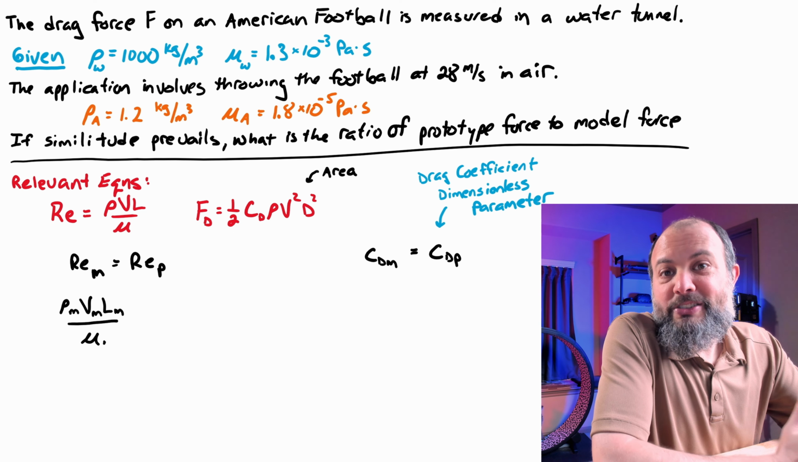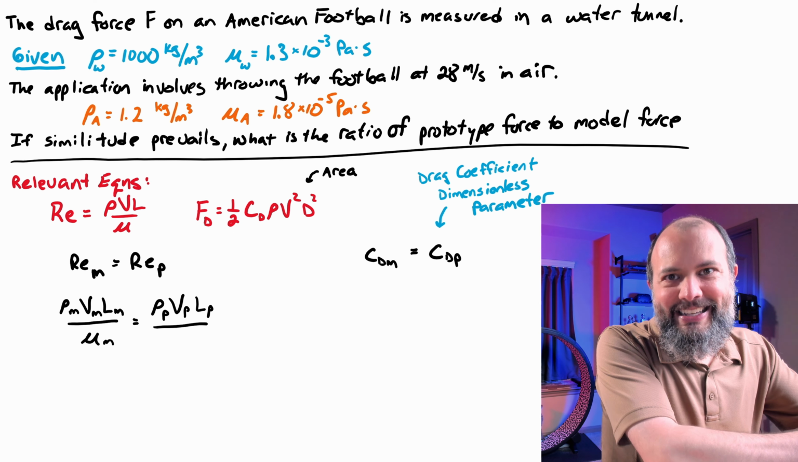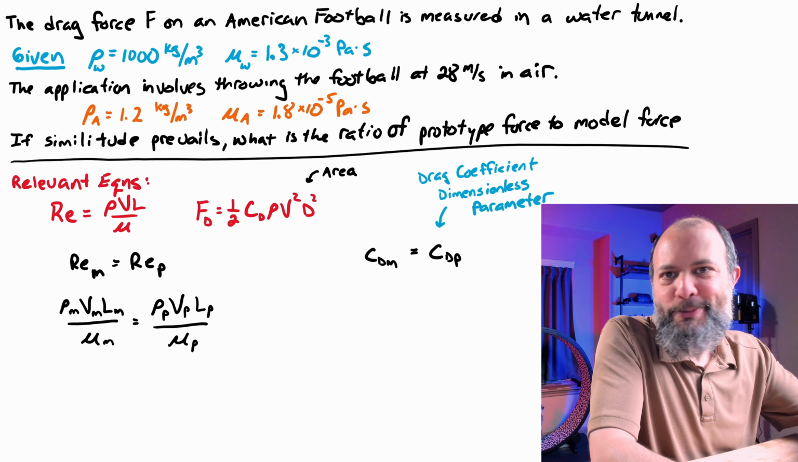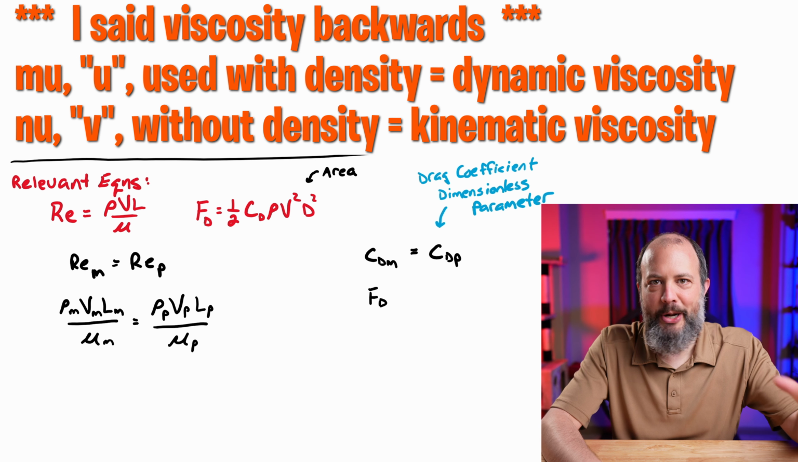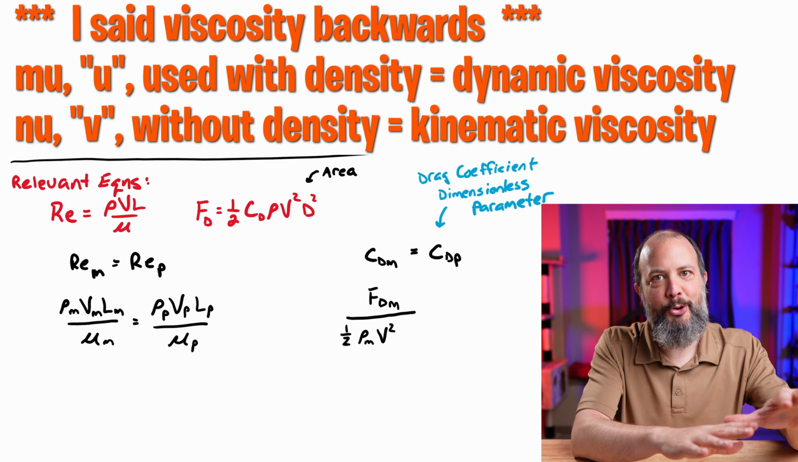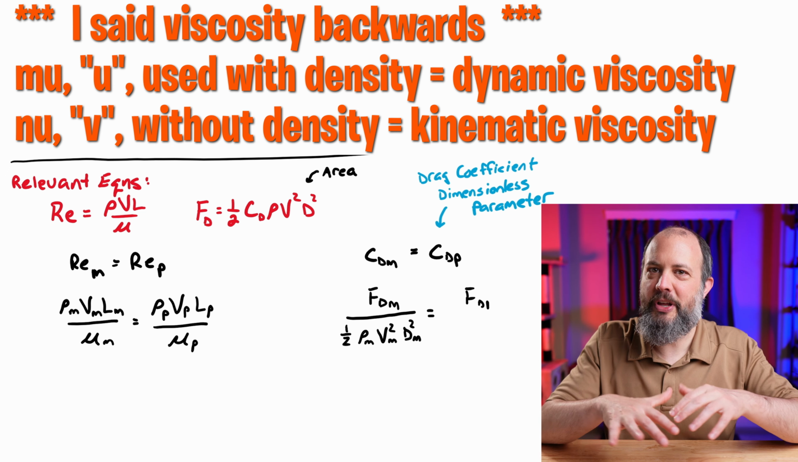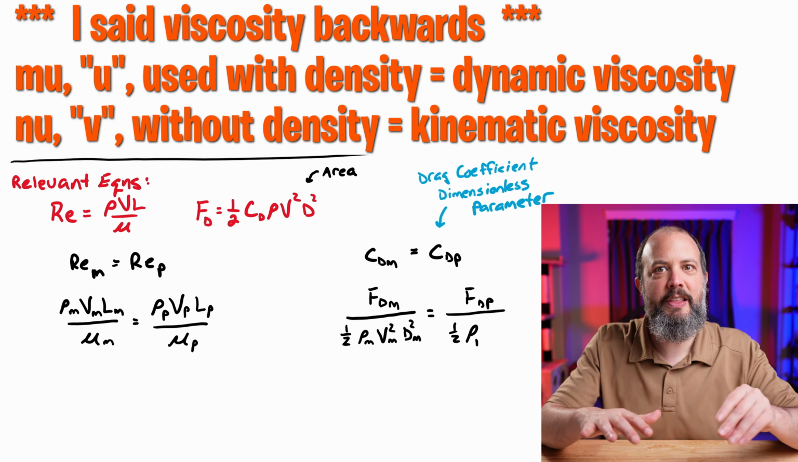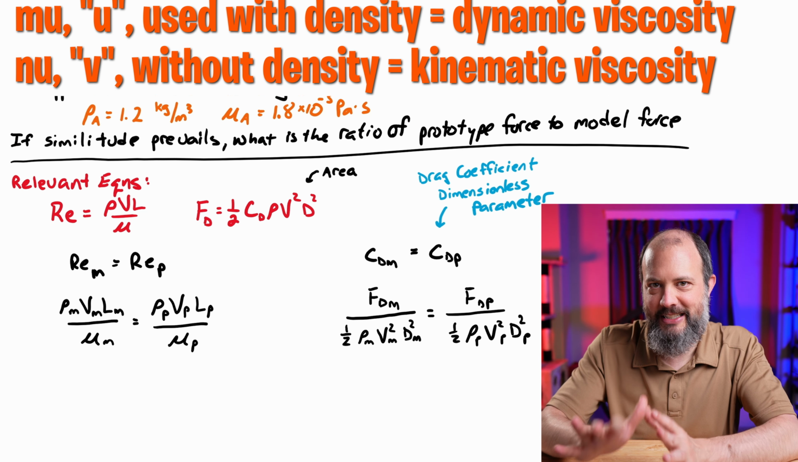Given information about density, I'm going to use the version of Reynolds number that has density in it, instead of the other one that's a little bit easier that has just dynamic viscosity. So I'll set up my relationships that the Reynolds number for the model and Reynolds number for the prototype have to equal, drag coefficient for the model, drag coefficient for the prototype. And remember, we're setting equal the non-dimensional parameters. We're not saying that the drag forces are equal, just that the drag coefficient is equal.